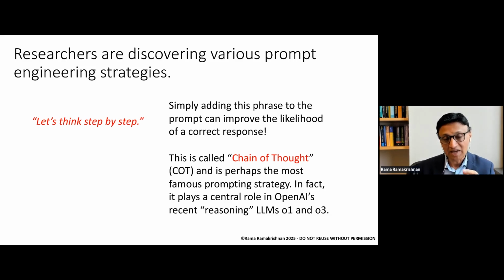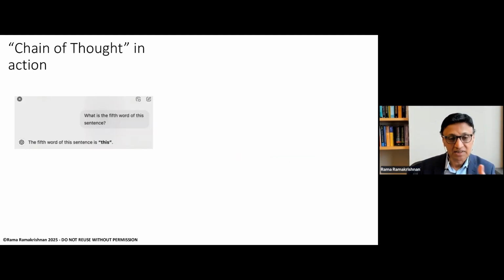The amazing thing is this idea, even though it sounds really simple, is in fact at the core of the more recent reasoning models that OpenAI has released, like O1 and O3, and that DeepSeek has become famous for recently with its R1 model as well. Now, let's actually see this in action. There's a very popular test of these LLMs called "What is the fifth word of the sentence?"